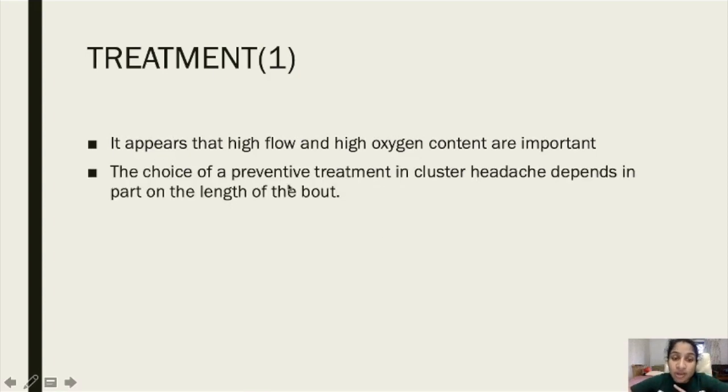The choice of a preventive treatment in cluster headache depends in part on the length of the bout. So the choice of treatment depends on the length of that bout, how long it is there in the patient. So it is different in each patient. So for their treatment, we need to know which treatment should be chosen, but it depends on the length of the bout.